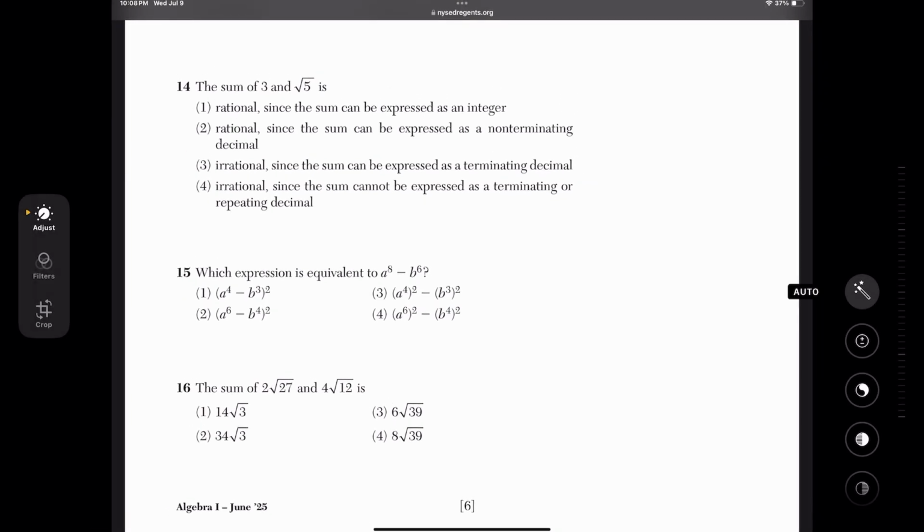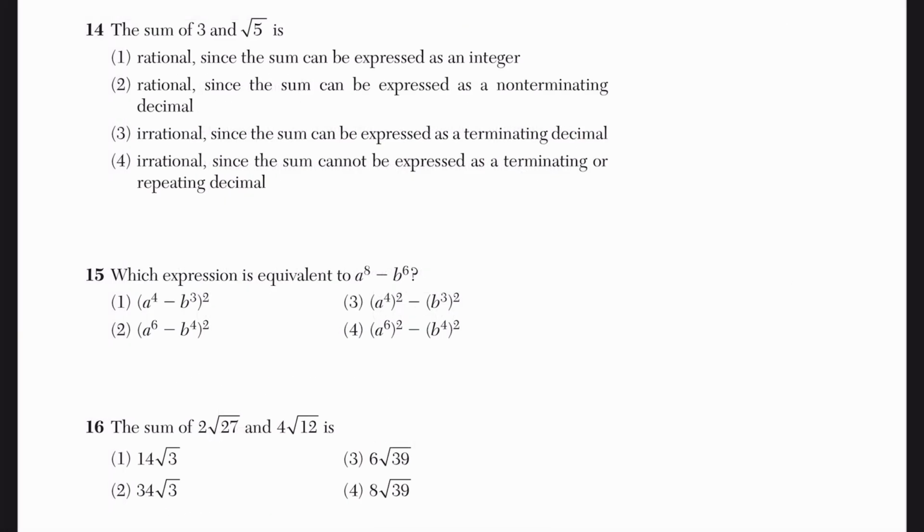Okay, and now 14. This is adding 3, well, sum, right? That's adding. So 3 plus radical 5. So 5 is not a perfect square, which means the square root of 5 is irrational. And if you add 3, a rational plus an irrational, there's no way it makes a rational. It makes an irrational, sorry.